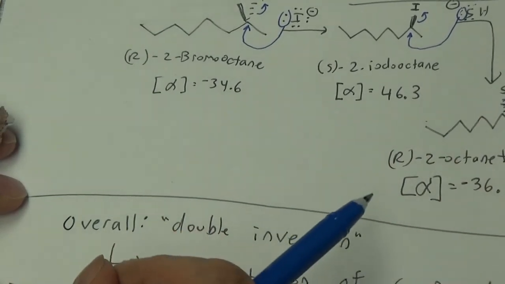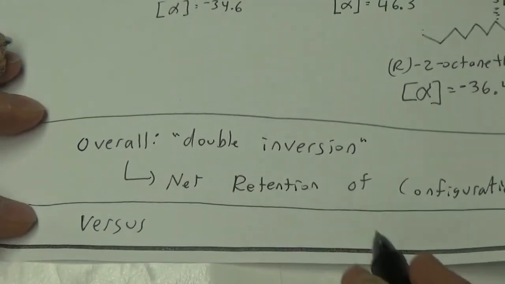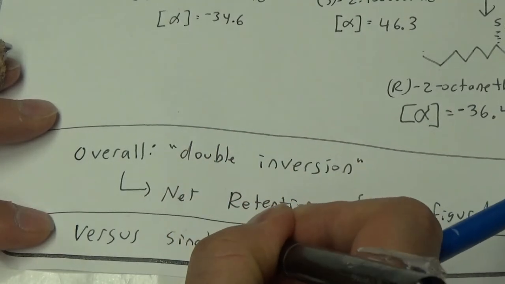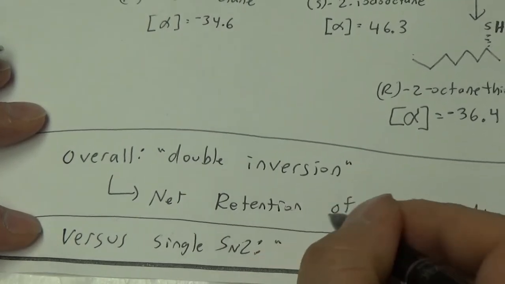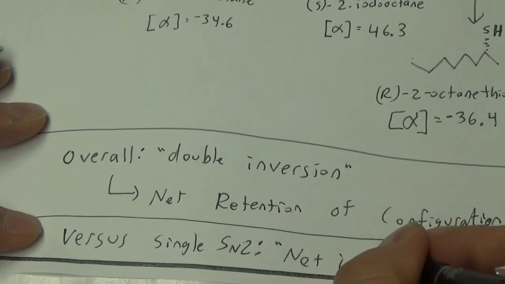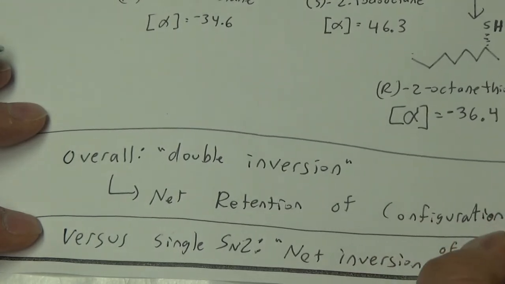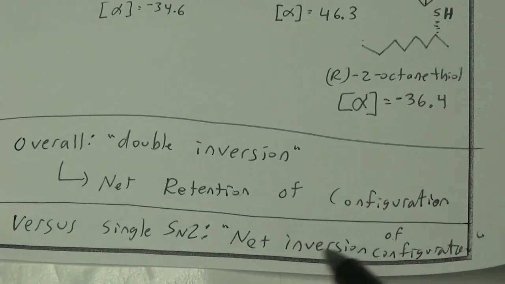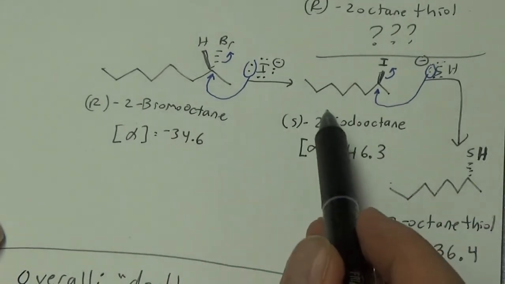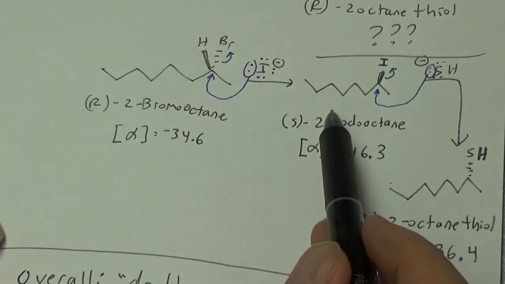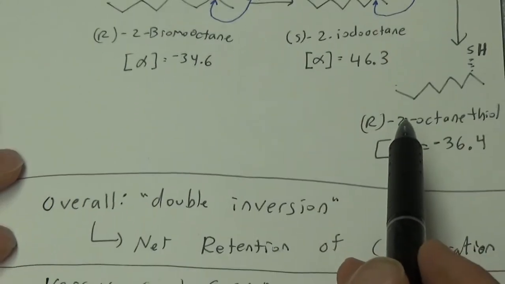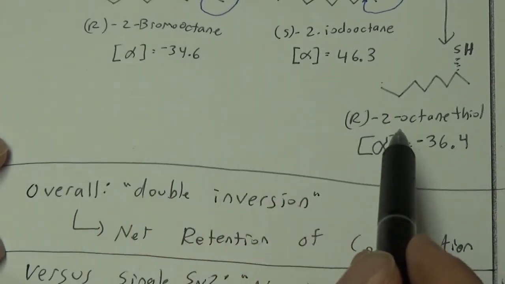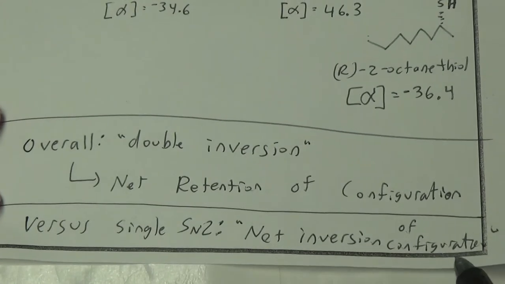And so if I just consider a single SN2 reaction, a normal SN2, we call it net inversion of configuration. Net inversion of configuration. So a single SN2 reaction is a net inversion. It's just like here, if I just consider this step, R gives me S. That's a net inversion. But if I do it twice, then it's net retention because R ultimately would give me R. Okay? So single SN2 is called net inversion of configuration.